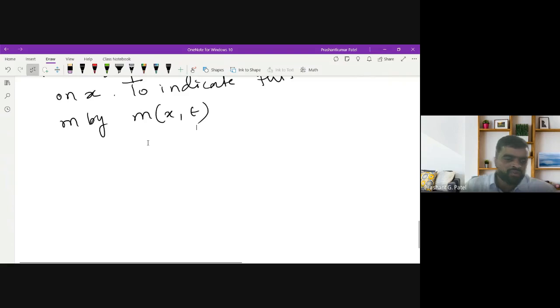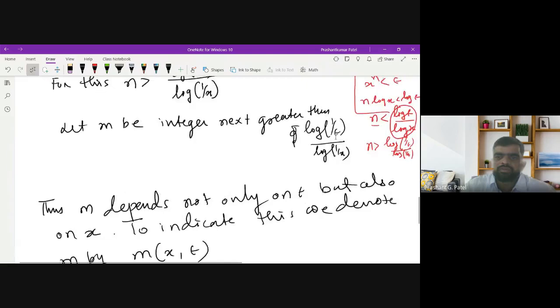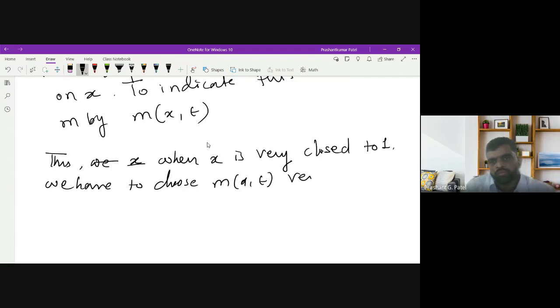What will happen if x is very close to 1? Thus, when x is very close to 1, log of 1 is there. In that case, the denominator is very small because log of 1 is tending to 0. And if this denominator is tending to 0, this m is going to be very large. So if x is very close to 1, we have to choose m of x, epsilon very large.